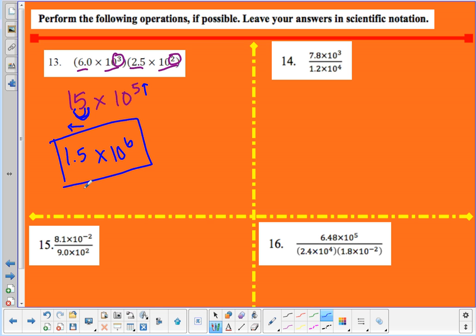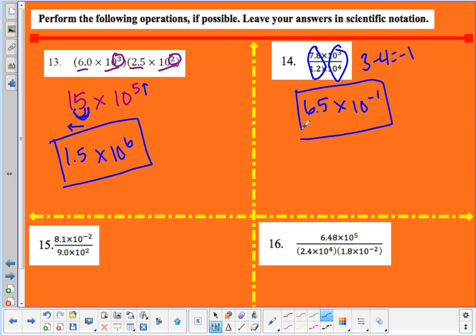Let's talk about 7.8 times 10 to the third divided by 1.2 times 10 to the fourth. So when I look at this, I'm looking at division. Divide those two, and I get 6.5 when I just type them into my calculator. And then the other two, the 10 to the third and 10 to the fourth, when I divide those two, 3 minus 4 is actually -1. So that's times 10 to the -1.